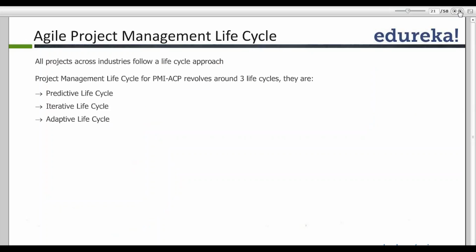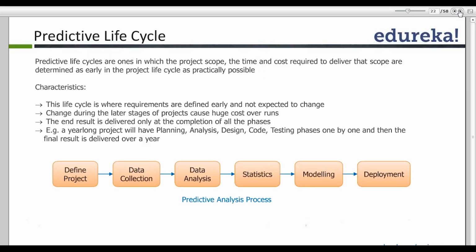Next, let's move ahead and talk about some of the life cycles in a project. We have the predictive life cycle, the iterative life cycle, and the adaptive life cycles in an agile project. In a predictive life cycle, the project scope, or the activities which are to be delivered, are planned as early as possible in a project, and the assumption is that these scope elements will not change. This is how traditionally projects were being developed.